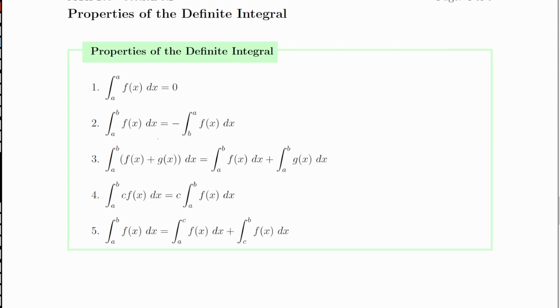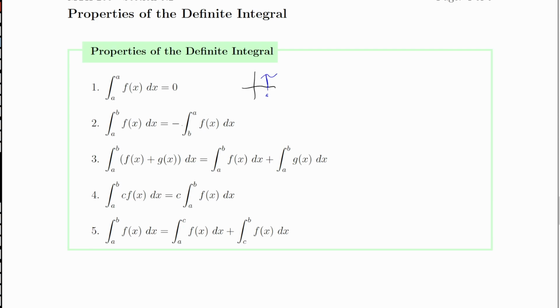Here's our first property. If I'm looking at a region and I start and end at the exact same spot, then I don't really have a two-dimensional region anymore. If I think about a graph here, and here's my function, and there's just a, and that's it. I'm not going out to anything. I can't form a rectangle with any width, so I just have 0 area. So if we start and stop at the same place, it doesn't matter what the function is, we always get 0.